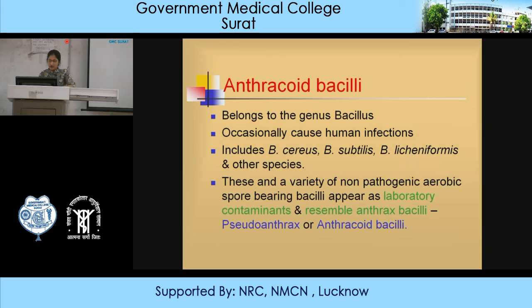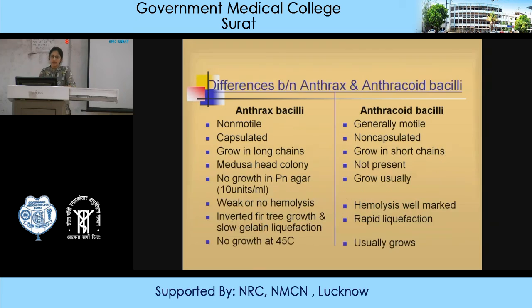So the lesions produced by these are like pseudo-anthrax. Here are the differentiating points between anthrax and anthracoid bacilli, so it is very easy to recognize the pathogenic and non-pathogenic strains. Anthrax is non-motile and anthracoid is generally motile. Anthrax is capsulated, as we have seen earlier, with polychrome methylene blue stain used for capsular staining, and anthracoid is non-capsulated. This capsule is the virulence factor for the anthrax bacilli.